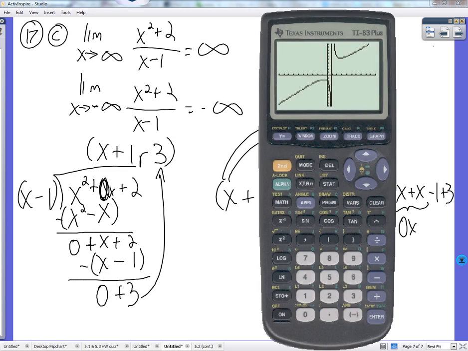So bring that graph back up. It looks like x plus 1. You can hardly tell the difference between this and x plus 1. Maybe you could even put in that graph x plus 1.